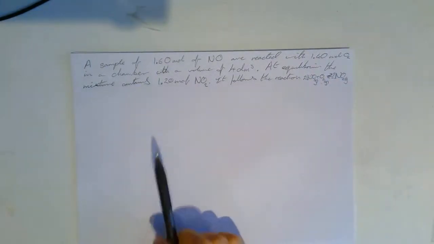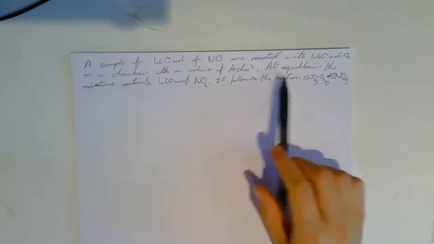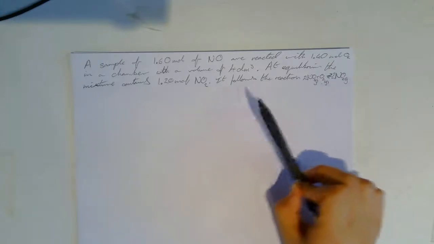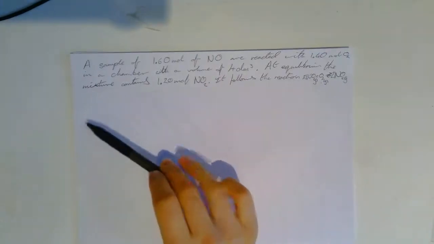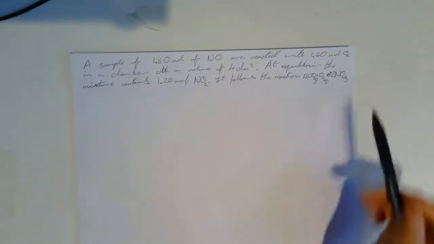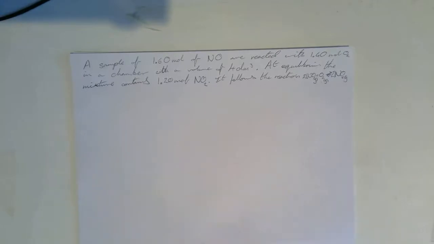So, as an example question: a sample of 1.60 moles of nitrogen oxide is reacted with 1.40 moles of oxygen in a chamber with a volume of 4 decimeters cubed. We'll probably say that it keeps constant volume as well. At equilibrium, the mixture contains 1.20 moles of nitrogen dioxide, and the equilibrium that we've got is the equilibrium there. So what we want is a way of working it out.